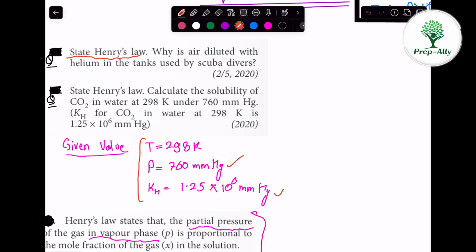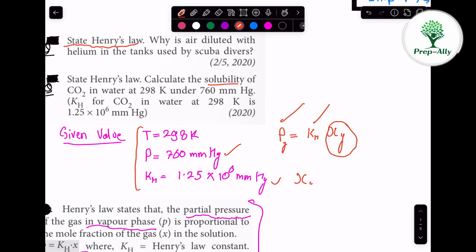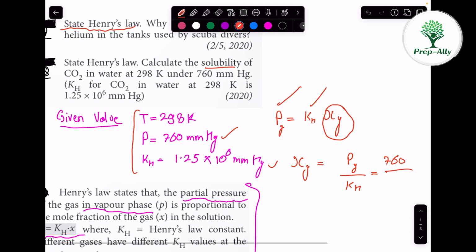Now we can write the formula. The formula is partial pressure of a gas is equal to Henry's law constant multiplied by mole fraction. So pressure we already have, KH we already have, but we don't have the mole fraction, how much gas is dissolved in terms of mole fraction. That is called solubility. This is what we need to find. So mole fraction will be equal to partial pressure of the gas divided by the KH value. Partial pressure is already given in millimeter of Hg, so we can directly write 760 millimeter of Hg divided by 1.25 into 10 to the power 6.